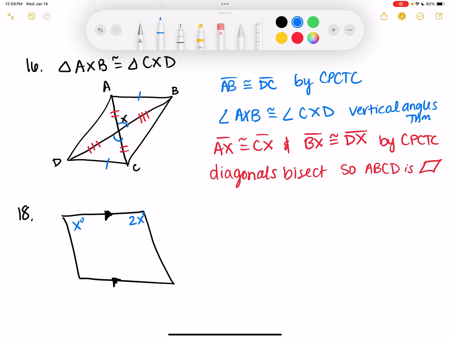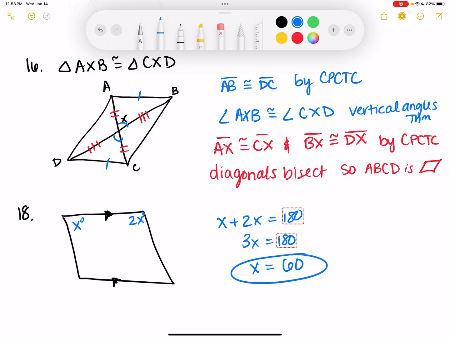x plus 2x equals 180. Yep, so if these two angles add up to 180, then that would tell me that this is a parallelogram because consecutive angles are supplementary. So x plus 2x equals 180. 3x equals 180. Divide by 3. So x equals 60 degrees. Angles are also parallel. We know it's at the bottom too. Yeah, once I've shown this, then I know that obviously opposite angles are also going to be the same thing and all that.